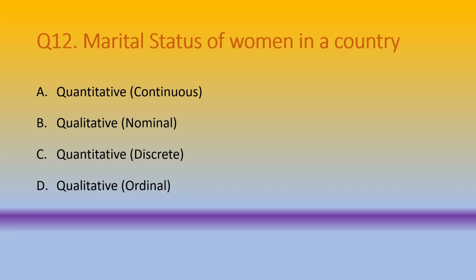Question 12. Marital status of a woman in a country. And the answer is qualitative nominal types of variable.